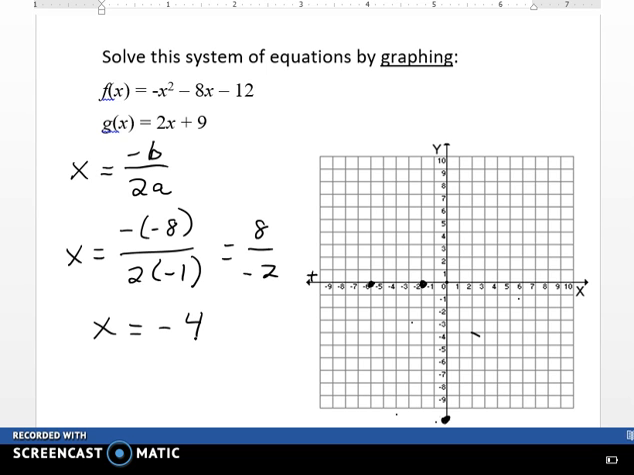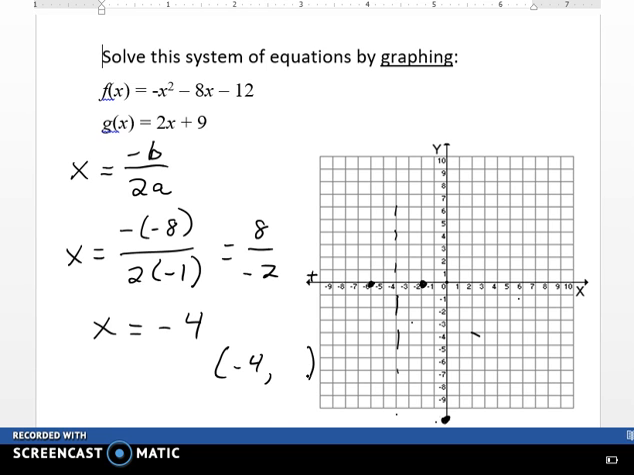So our axis of symmetry, if I knew how to use color, I would make it a different color, but I don't. Color's not my thing. So there's my axis of symmetry. So the parabola is going to be a mirror image on either side of this axis of symmetry. And I know half of the vertex. My vertex is going to be (-4, something).